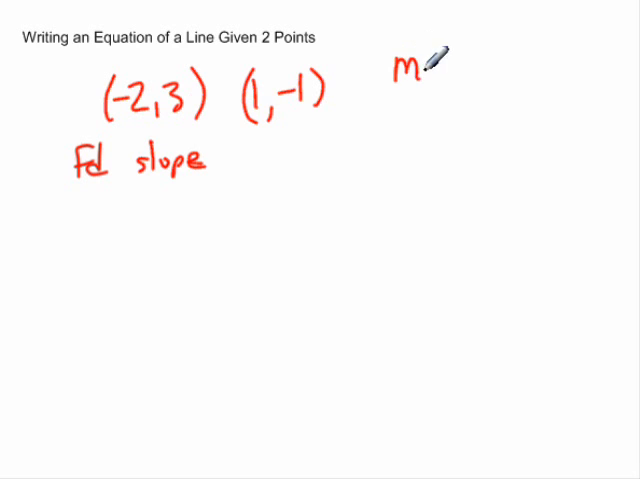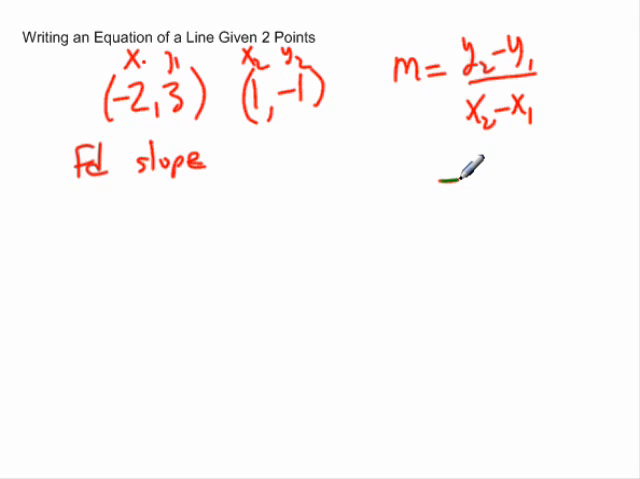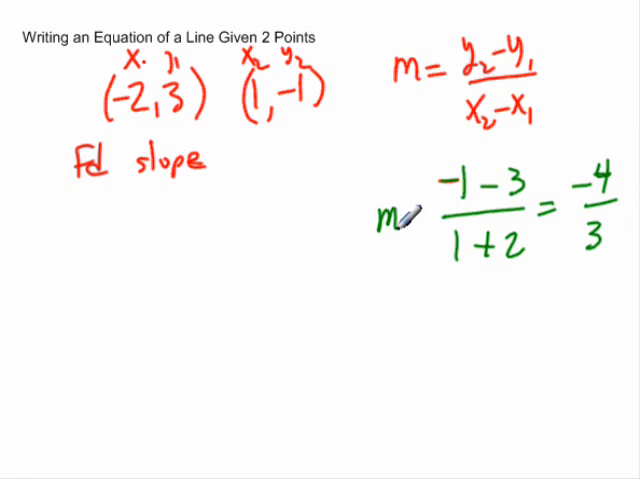Now, recall, slope equals y2 minus y1 over x2 minus x1. Plugging in our values, this can be x1, y1, x2, y2. So I have negative 1 minus 3 over 1 minus a negative 2. So we get negative 4 over 3 as our slope.